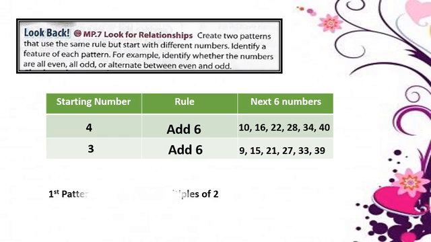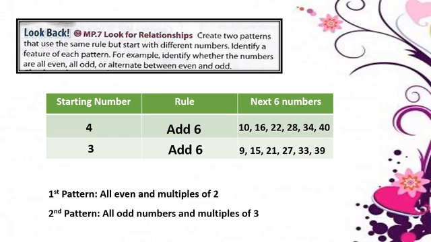So in the first pattern, the numbers are all even and they are multiples of 2. And in the second pattern, it's all odd numbers and they are all multiples of 3. So, make your own like this.